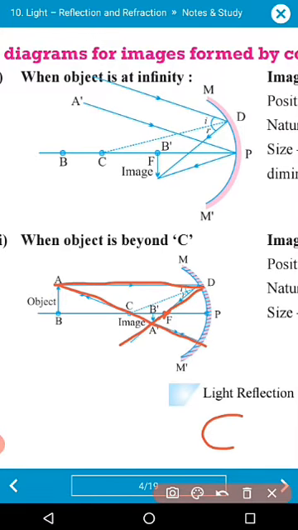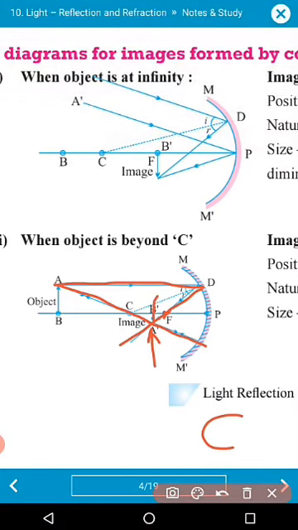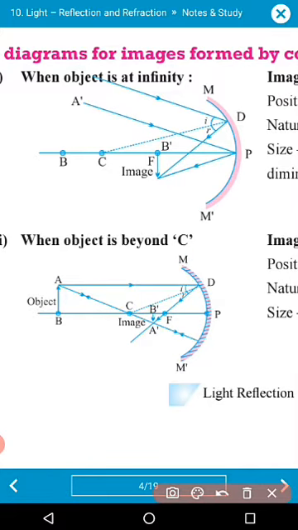So this is the intersection point. See here, the image B dash A dash is formed, and our object is AB. So the object is AB, but the image is B dash A dash, means the image is inverted. So in this case, when I put my object beyond C, the image is formed between C and F. See, this is the image. Understood?